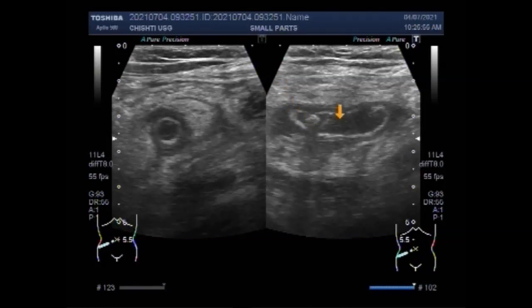Now you can see this is the inflamed appendix, acute appendicitis, and piccolith is seen in the proximal portion of this tubular structure.